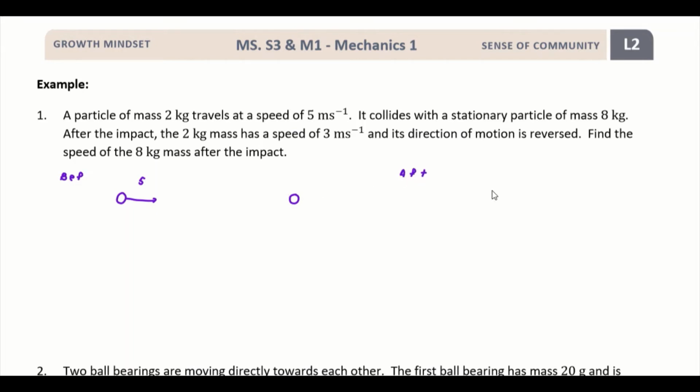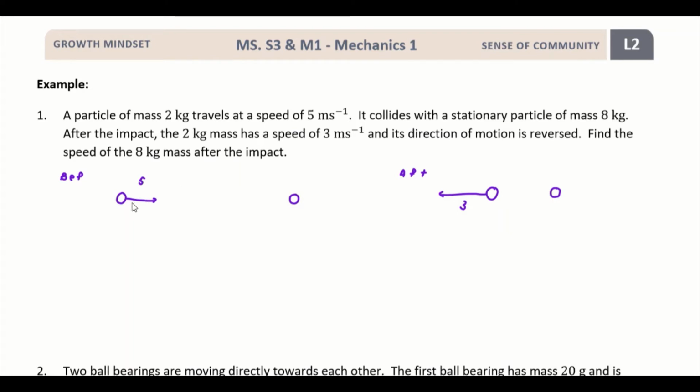Then you know that this object is going to move to a different direction as well, and the speed is actually 3. Okay, so find the speed of the 8 kg mass after the impact. So it's here, right? Okay, so let's try to imagine, right? My question is, where do you think this particle would move, yeah? By using your logical or general knowledge.